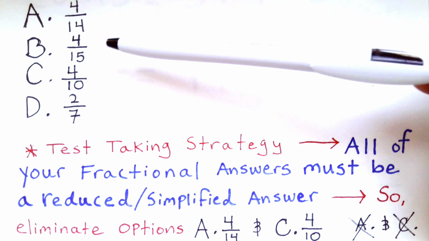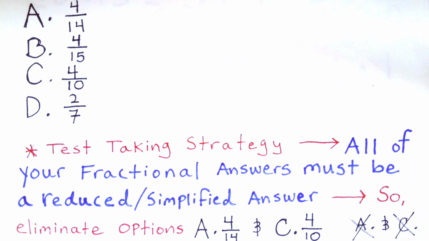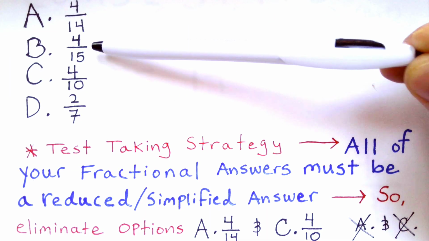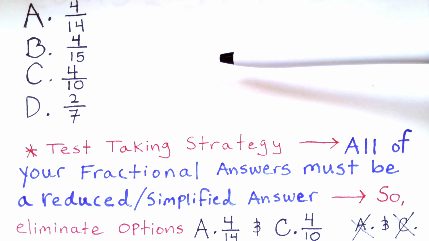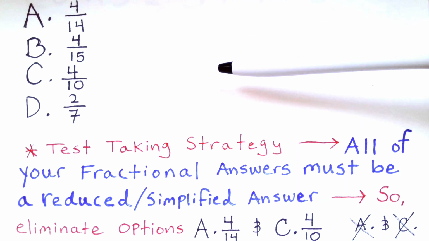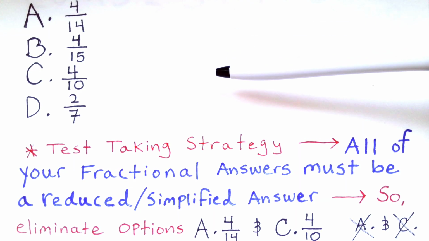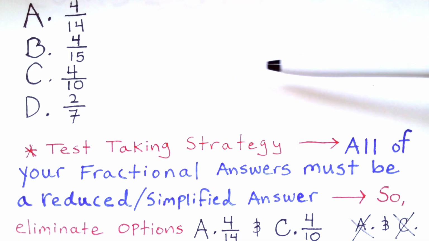So what does that mean? That means option B or option D only. So if you understand reducing fractions, at this point, you can choose B or D as a guess. That's 50%. Flip a coin. You could guess. That increases your odds dramatically in answering this particular test question correctly. Hey, let's get into answering these type of questions.